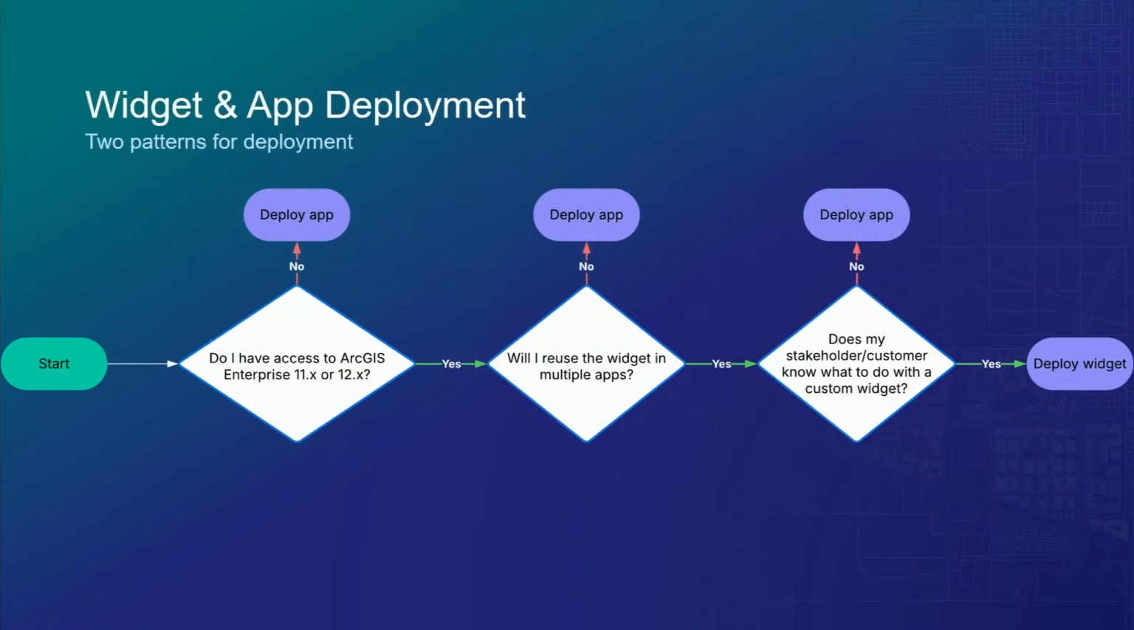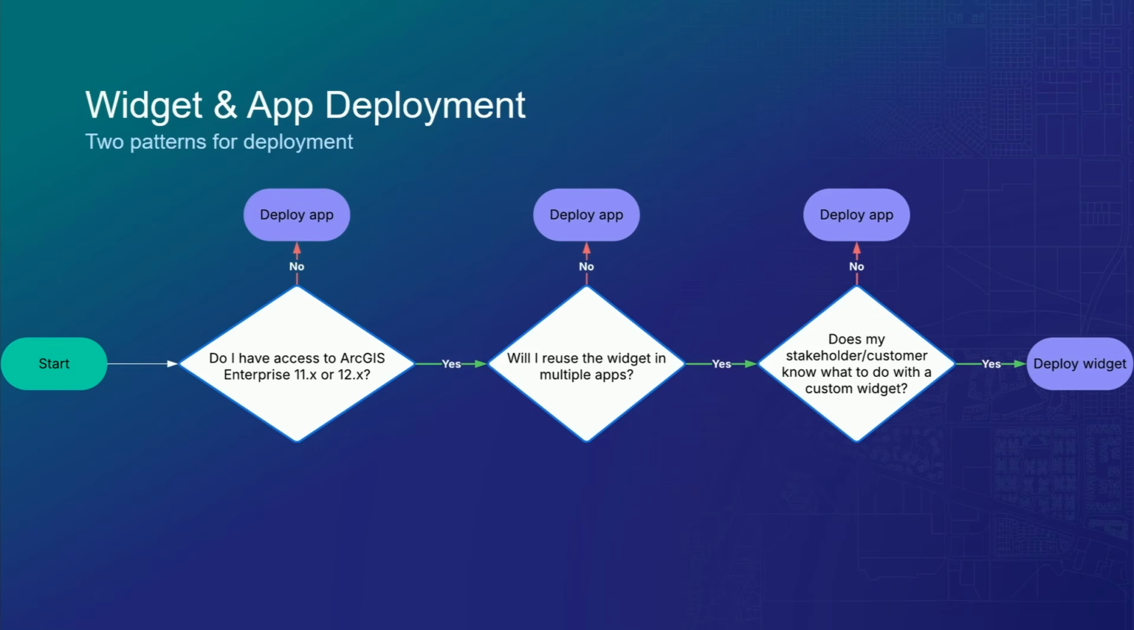Now let's talk about widget and app deployment. And there are 2 patterns for deployment. This is not something I think anyone should live or die by. This is more just to help guide you in your decision making when you're trying to figure out, does it make sense for me to deploy a custom widget, or does it make sense for me to deploy an app as a whole? So the first thing we need to consider, and this one is a very black and white consideration, is do I have access to ArcGIS Enterprise 11.x or greater?